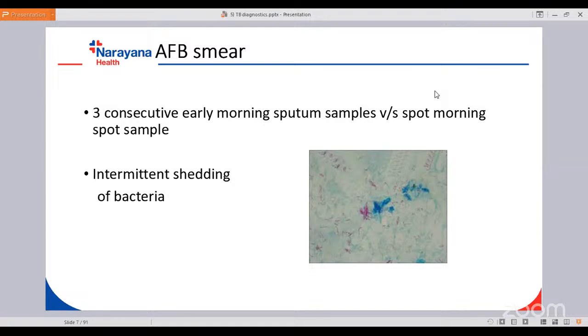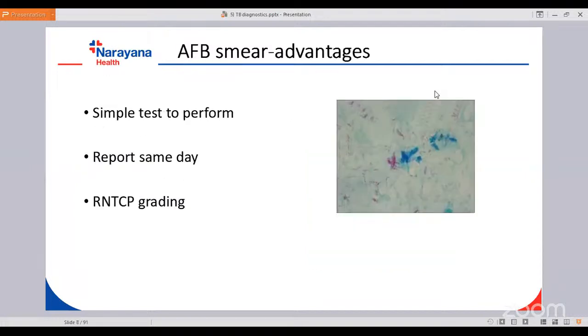Why do you do all these things? Because the bacilli are intermittently shed. There's no continuous shedding of bacteria. And therefore, to catch hold of these bacteria, you need to do these tests.